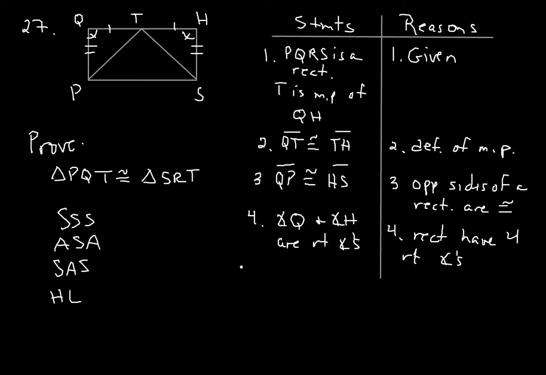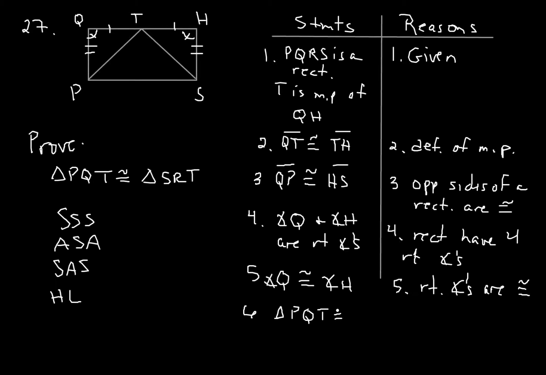And finally, nope, not yet. We can say angle Q is congruent to angle H because right angles are congruent. And now we're down to the finally. Finally, triangle PQT is congruent to triangle SRT, and the reason is side angle side. And that's it for this lesson and for this proof.